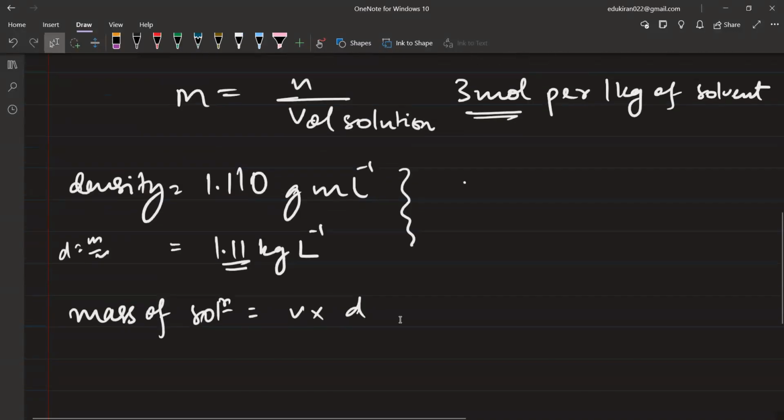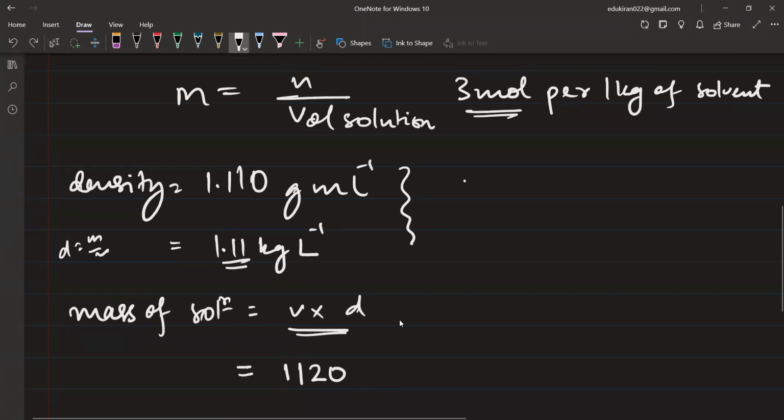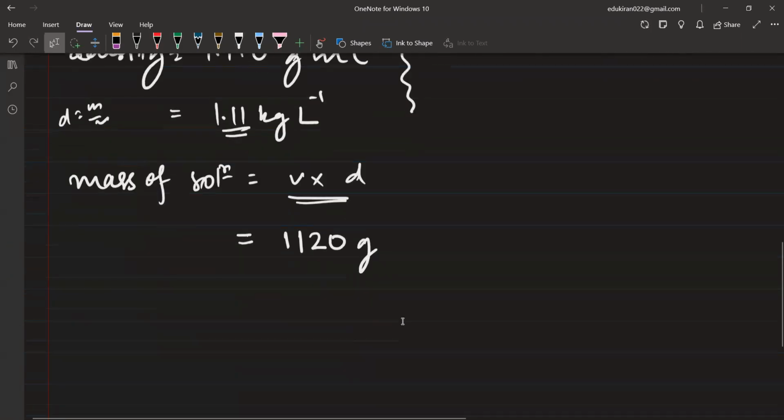Where were we? So mass of solution will be equal to volume into density. Okay, volume into density. Then what is the mass of solute and the mass of solvent? 1120 will come, mass of solution complete, 1120 grams. Yes. 1120 grams.